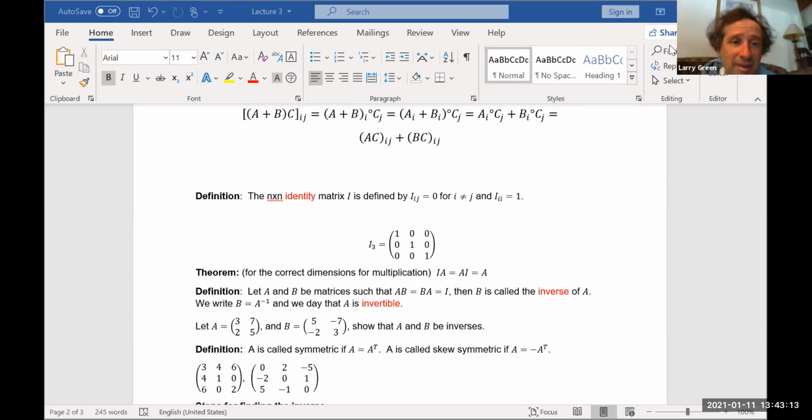Okay, any other questions about the identity? Do you agree identity is easy? Okay, all right. So, theorem, and I'm going to write a little note: for the correct dimensions for multiplication, IA equals AI equals A.